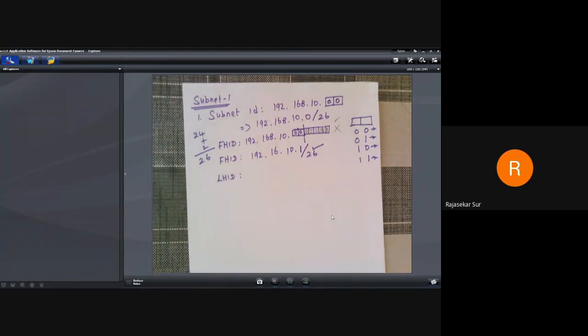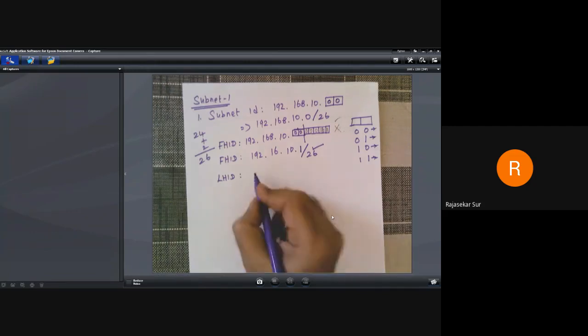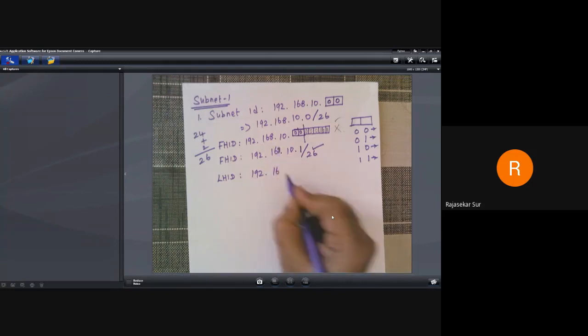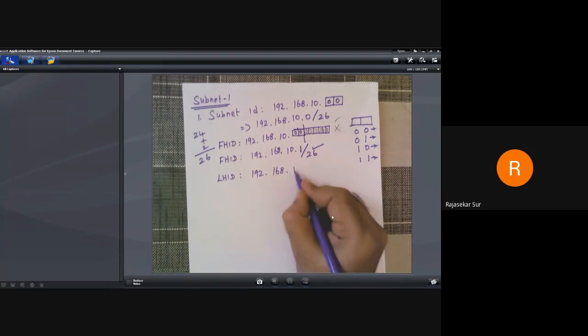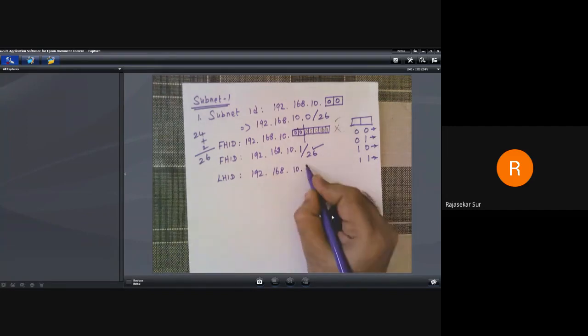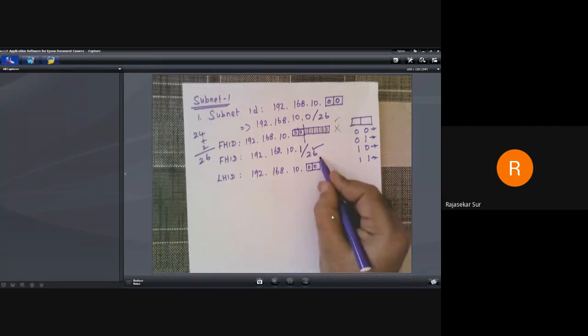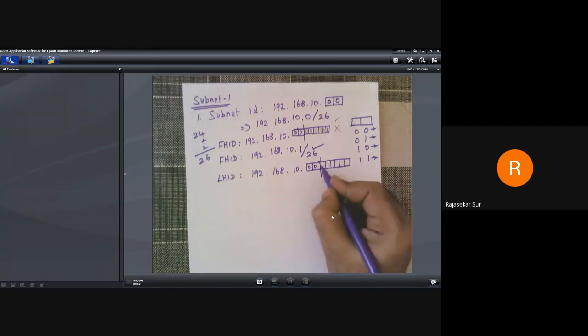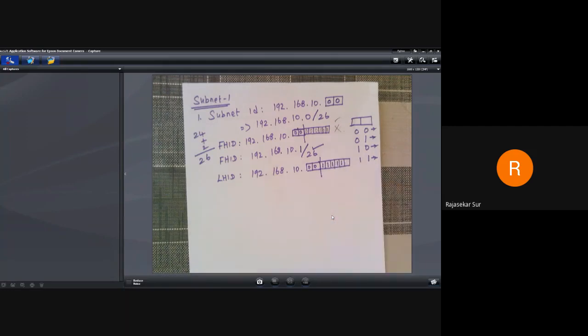Now I'm going for the last host ID. What is the last host ID? 192.168.10. Now these 2 bits we borrowed, 0, 0. This is the subnet now. We have another 6 bits here, 1, 2, 3, 4, 5. We have only 6 bits. So what is the formula for the last host ID? You make everything 1, 1, 1, 1, 1, except the last bit. The last bit should be 0. This is the last host ID.